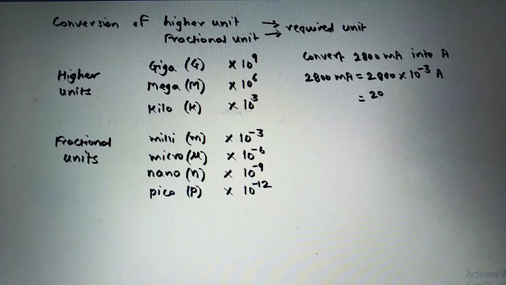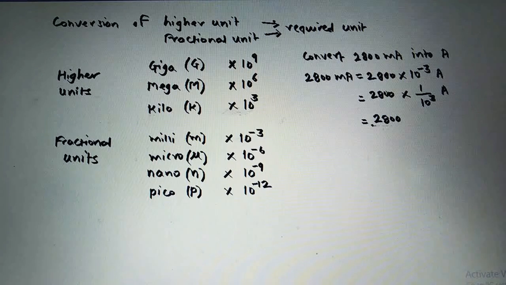Now we can write this as 2800 into 1 divided by 10 raised to 3 ampere. Then we can write here 2800 divided by 10 raised to 3 means 1000. So 2800 divided by 1000 ampere. Now we can write this as 2.8 ampere, because the zeros will get cancelled here. So 28 divided by 10 will be equal to 2.8. So 2800 milliampere is always equal to 2.8 ampere.